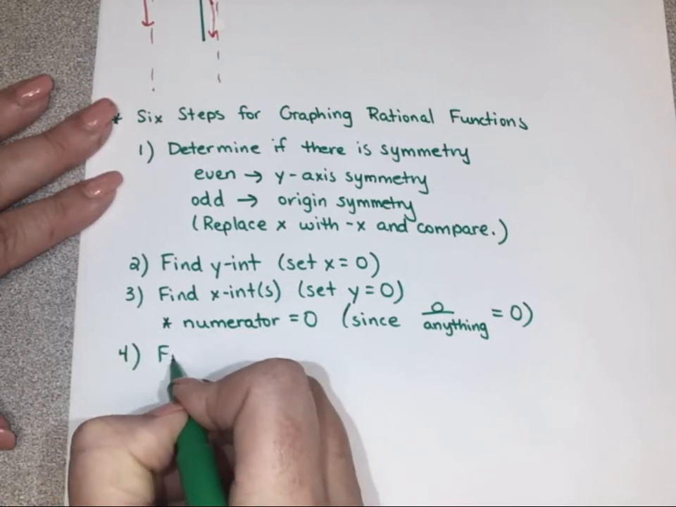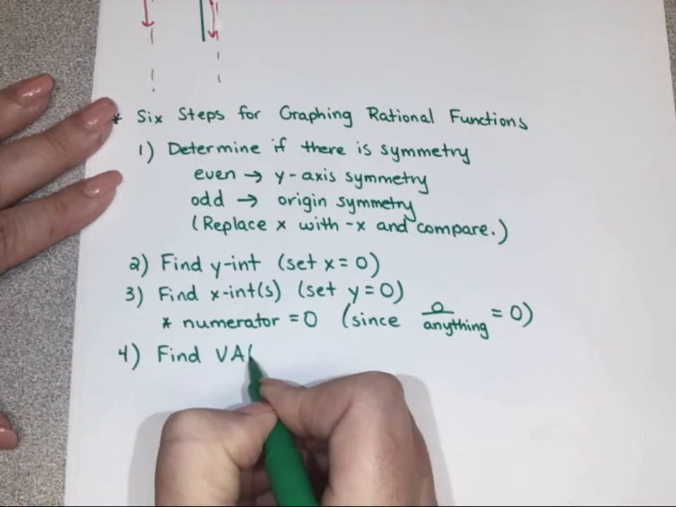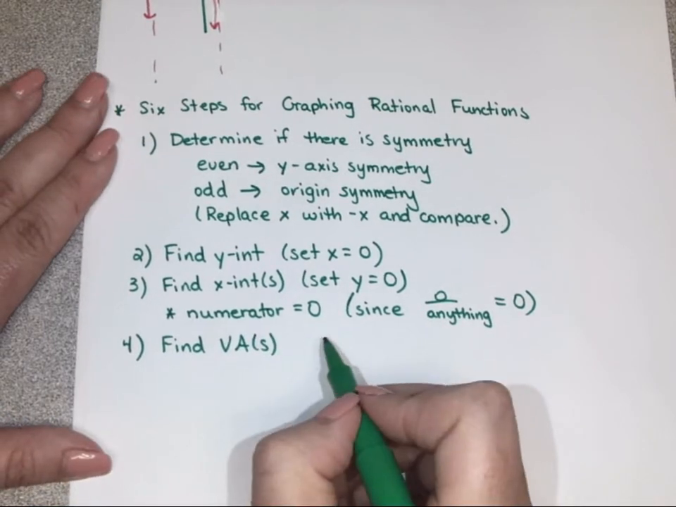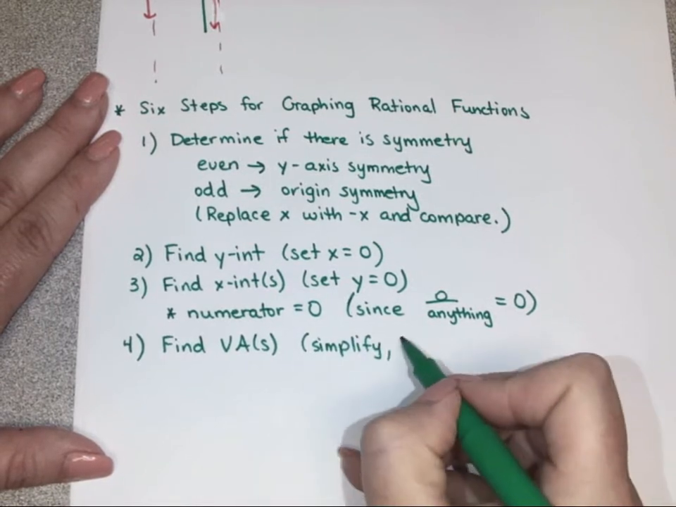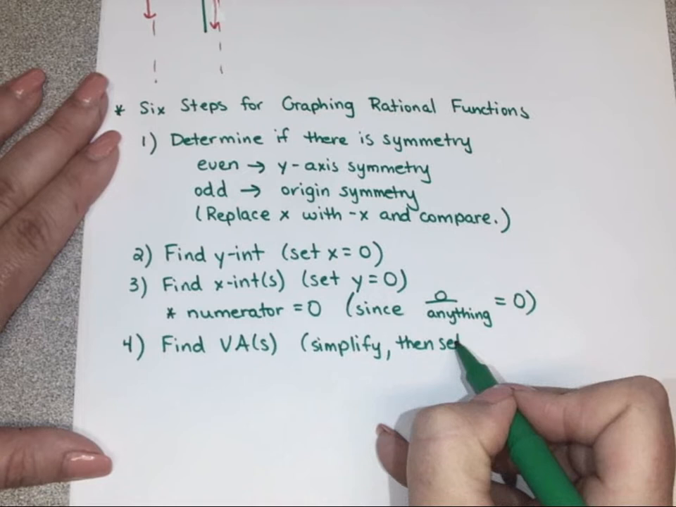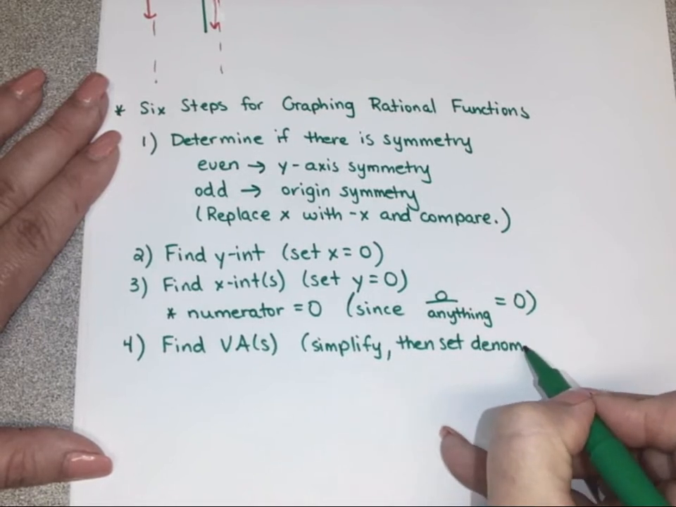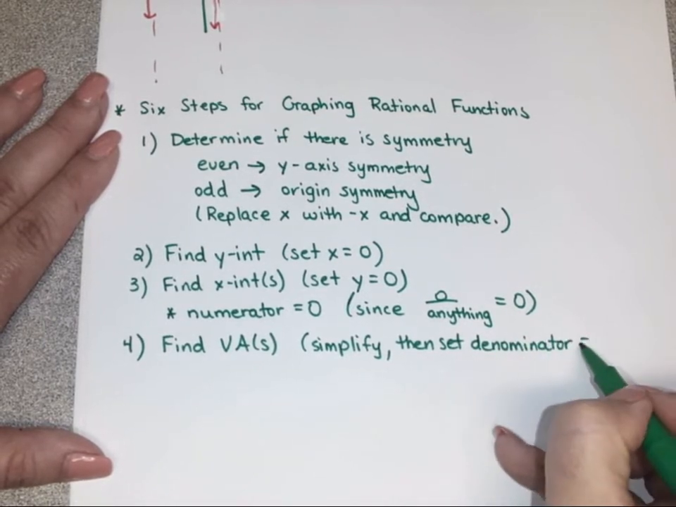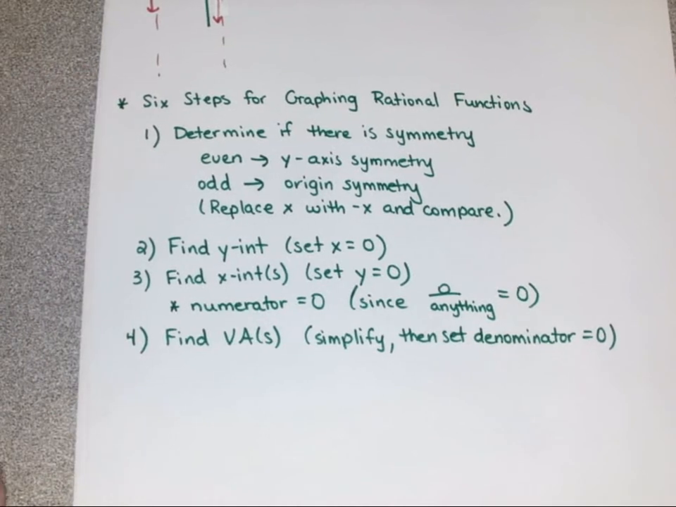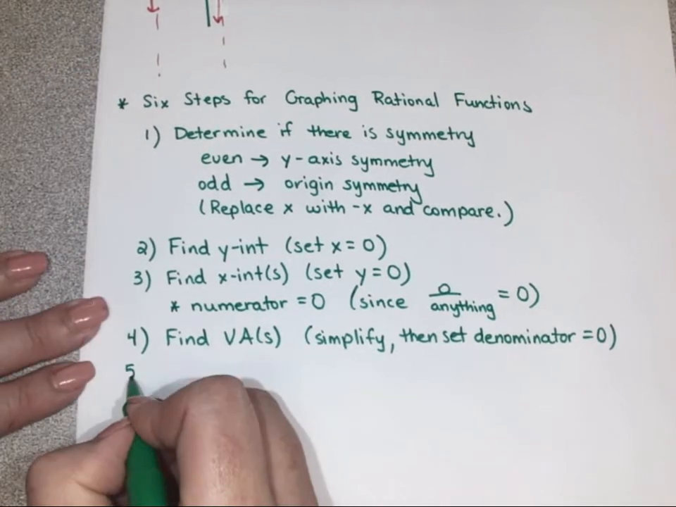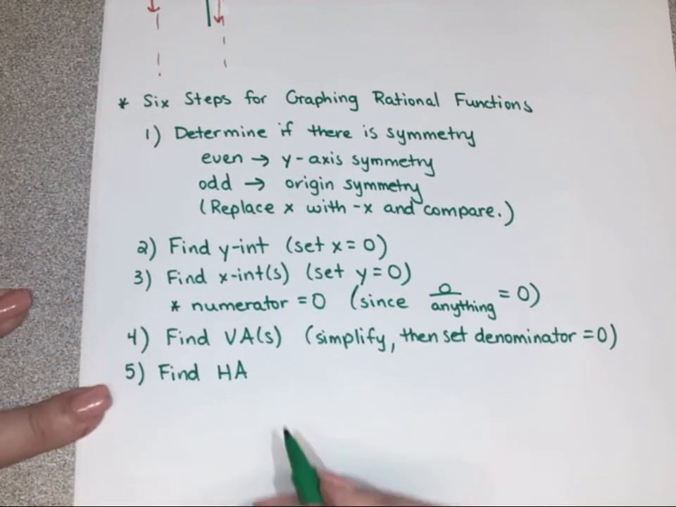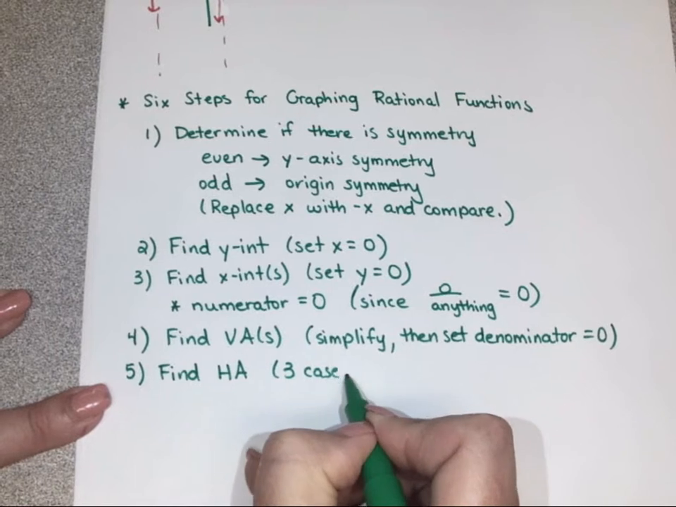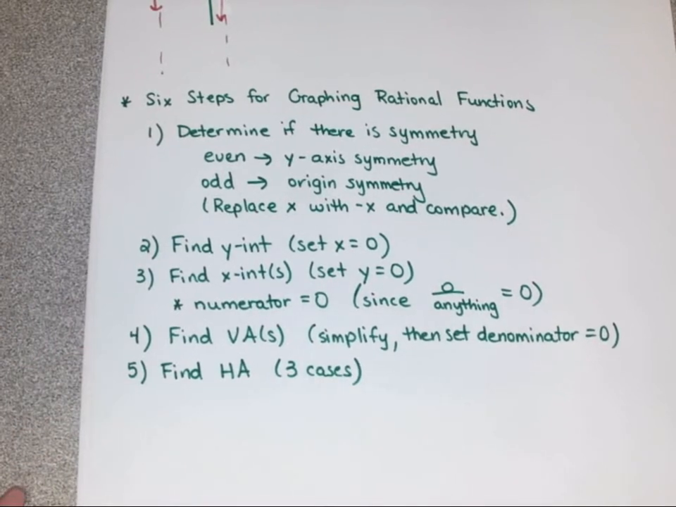Number 4 is you need to find the vertical asymptote or asymptotes. Okay, how do we do that again? Simplify, then what? Then set the denominator to 0. That's what we just learned today. Step number 5 is you're going to find the horizontal asymptote, if any. Okay, so your quick reminder here is 3 cases. It's either none, 0, or it's top number over bottom number.